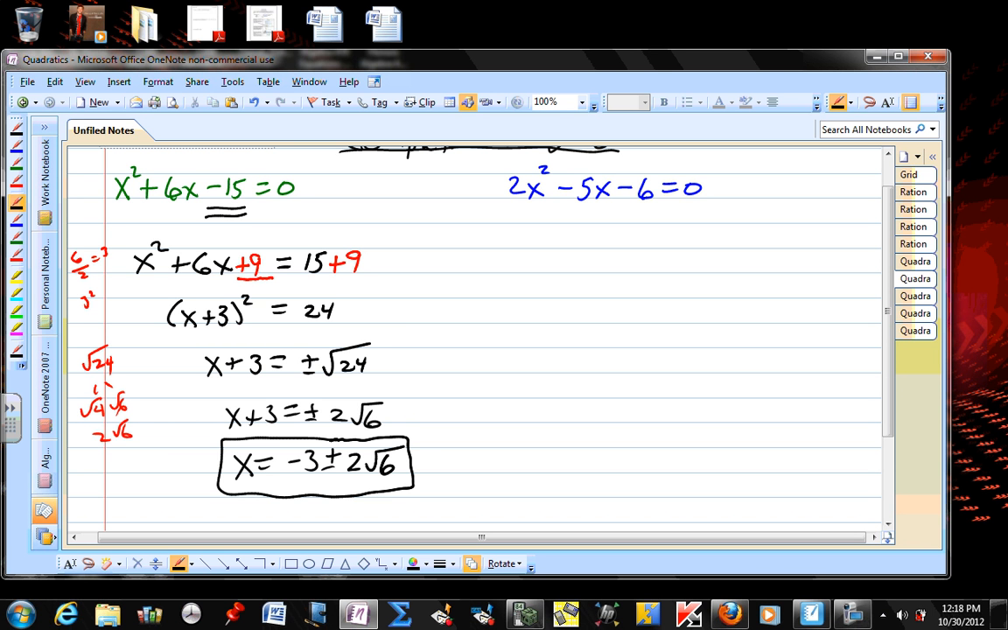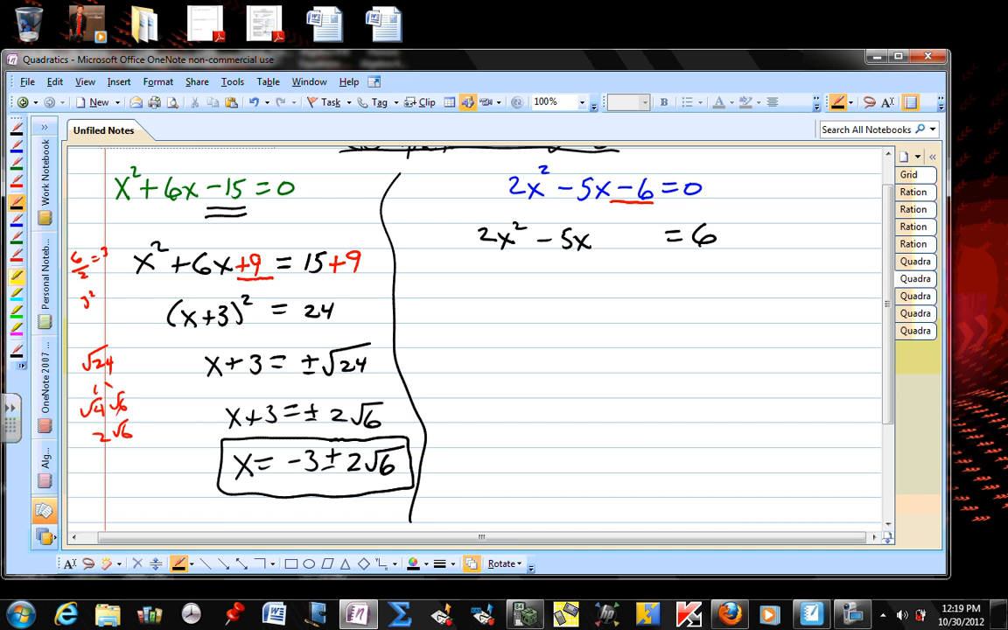Now let's take a look at this other equation. It's going to be a little more complicated. We're going to start the same way as we did before. Now, we're going to take this constant term and bring it to the other side. So we'll have 2x squared minus 5x equals 6. We're leaving a little blank.